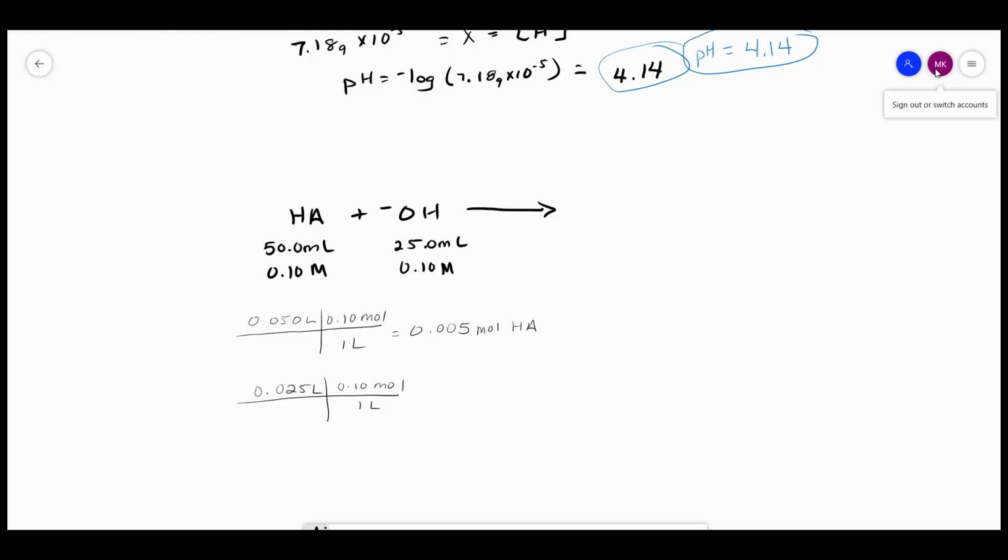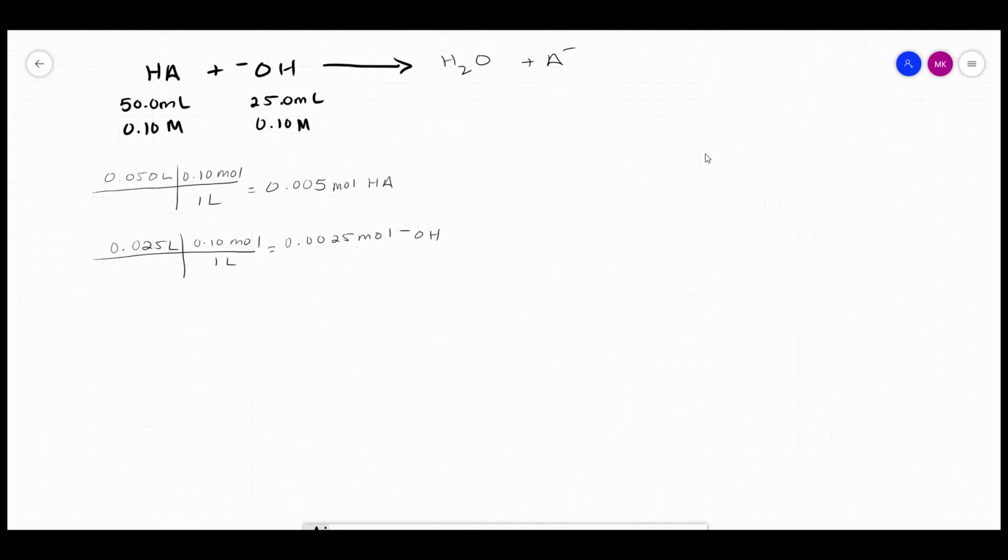Oops, not 0.01, 0.1. So I have 0.0025 moles of base. Because it reacts 1 to 1 to form water and my conjugate base, I'm just going to subtract, because the hydroxide here is my limiting reactant. You can look at it that way. So 0.005 minus 0.0025, then we have 0.0025 moles of HA left.